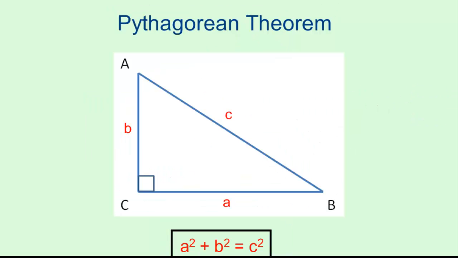And as a result, he developed his theorem, which says if the legs of a right triangle have lengths called a and b, so this thing and this thing are the legs, and the hypotenuse of the right triangle has a length called c, the Pythagorean theorem states that a squared plus b squared is c squared.